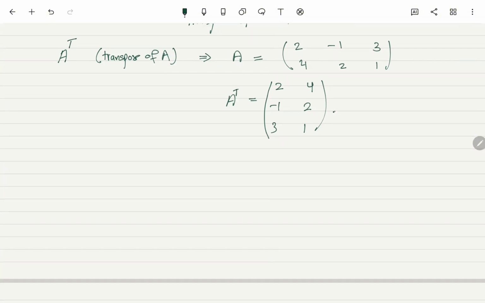A very important note we have to consider here is that (AB) transpose is actually equal to B transpose A transpose. Remember, the order here is very important. It's AB, it's BA. (AB) transpose equals B transpose A transpose.